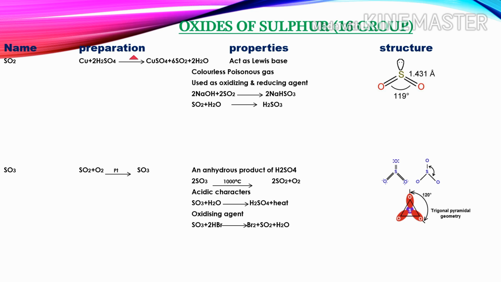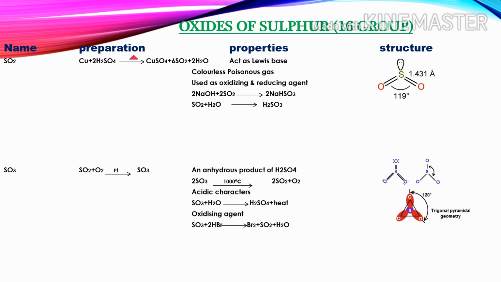The structure of sulfur dioxide is planar triangular, but the sulfur has a lone pair of electrons, and the repulsion of the lone pair is more than that of the bond pair of electrons. Because of this repulsion, the structure is converted into a V shape.